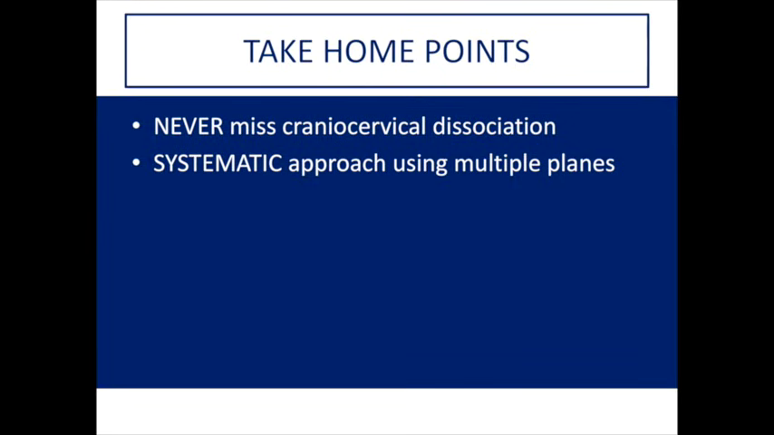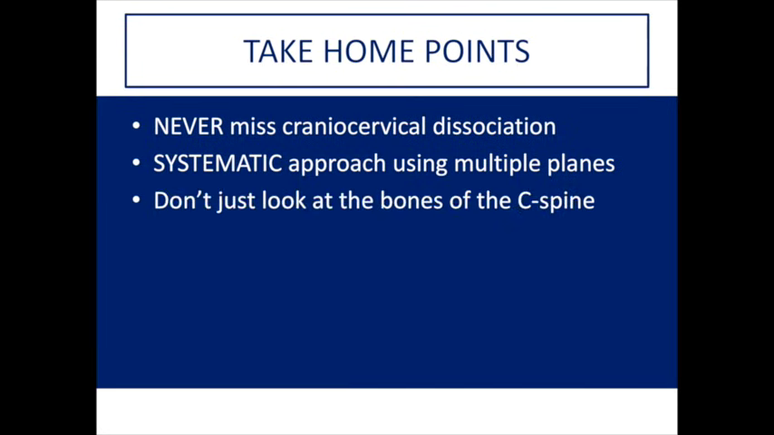Second, it's cliche because it's true, you need a systematic approach. I provided an example. You can take what you like, discard what you don't, make your own. As long as you're looking at all the key things every time, you'll be fine. Third, don't just look at the bones of the C-spine. Before you finish looking at the study, make sure you look at the soft tissues for prevertebral swelling or epidural hematoma, and then make sure you look for incidentals.